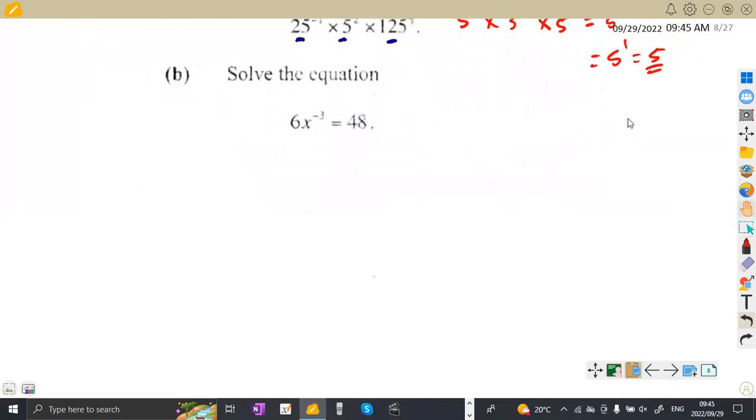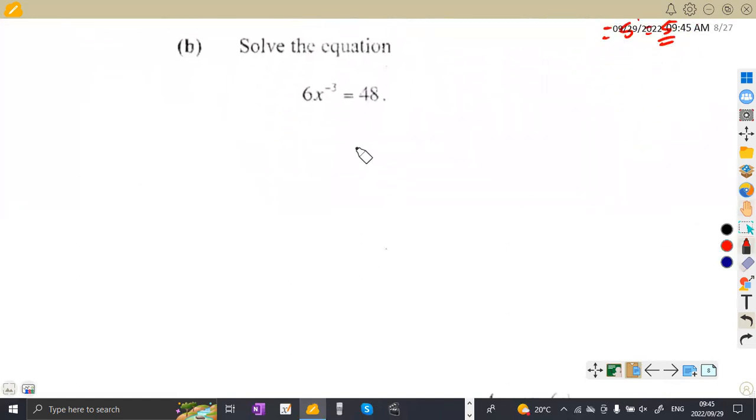Okay, solve the equation. We are now back to your exponents again. So this is 6x to the exponent of minus 3, which is equal to 48. Remember, guys, we can just divide by 6 to remove this 6. 48 divided by 6 is 8. Then now, how do you remove the negative exponent here? We just want to remain with x.